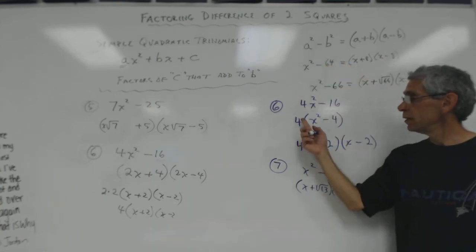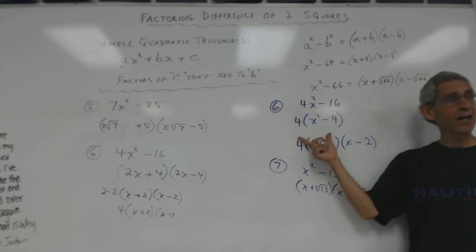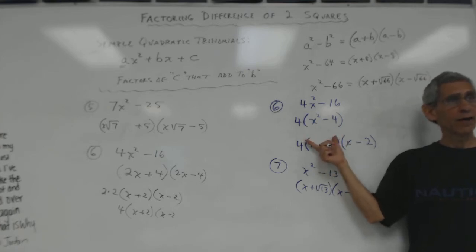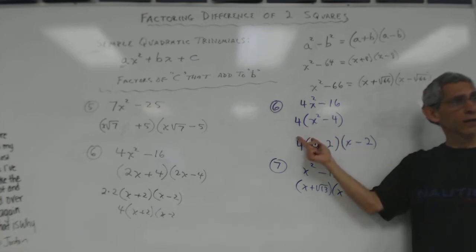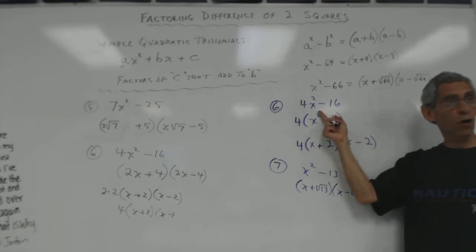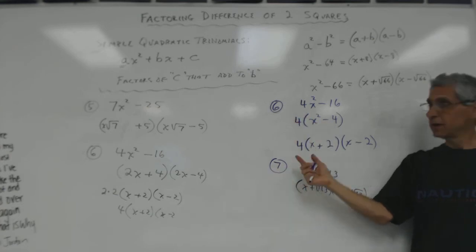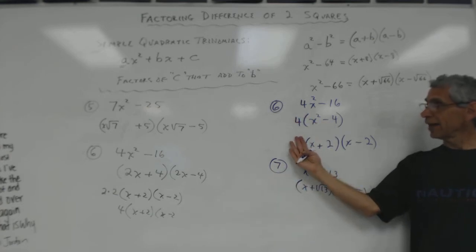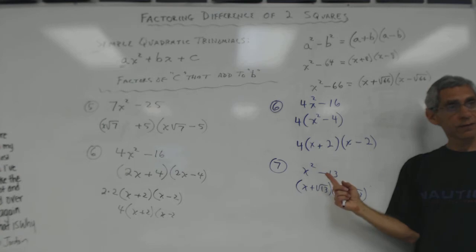Do you understand why you have to keep this 4 here? Right? Do you all see that? It's still part of the problem. At any time, if I multiply everything out, that's got to always equal this, right? If I let go of the 4, just because I factored it out, I can't just make it disappear. If I multiplied that out, it wouldn't give me 4x squared minus 16. It would give me x squared minus 4, right? See what I'm saying? I've got to keep that 4 intact, right?